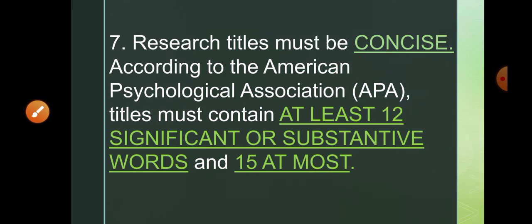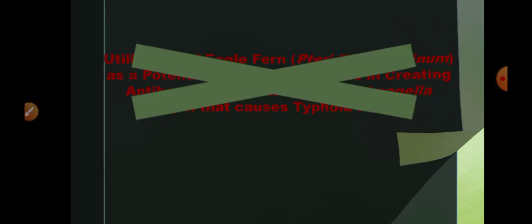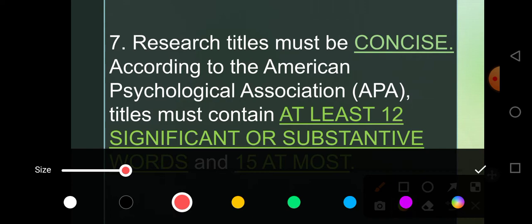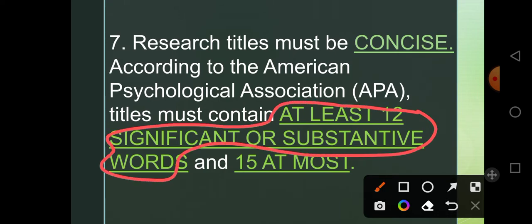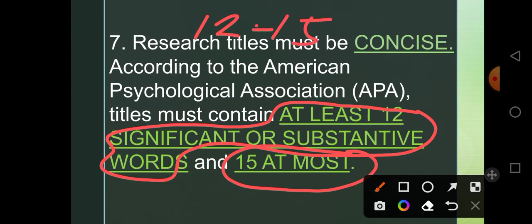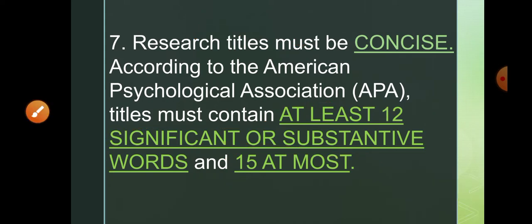And according to the American Psychological Association, or the APA, we must have a research title that must contain at least 12 significant or substantive words and at most 15 words only. So meaning to say, a research title must consist of 12 to 15 important words only. So let's try to revise our research title using this guideline.